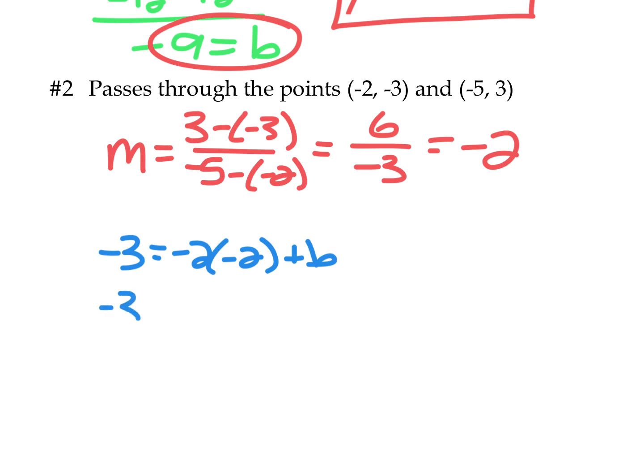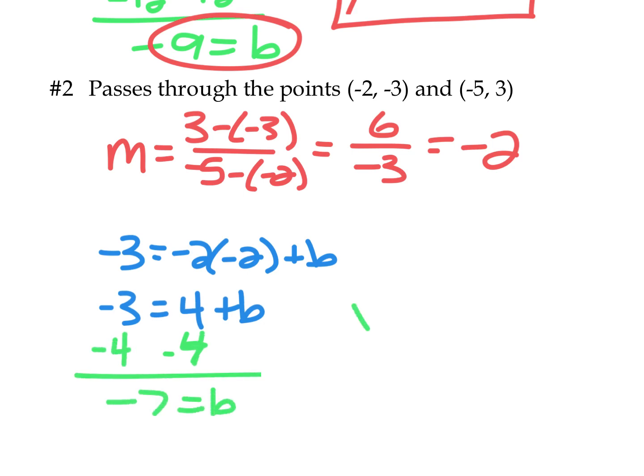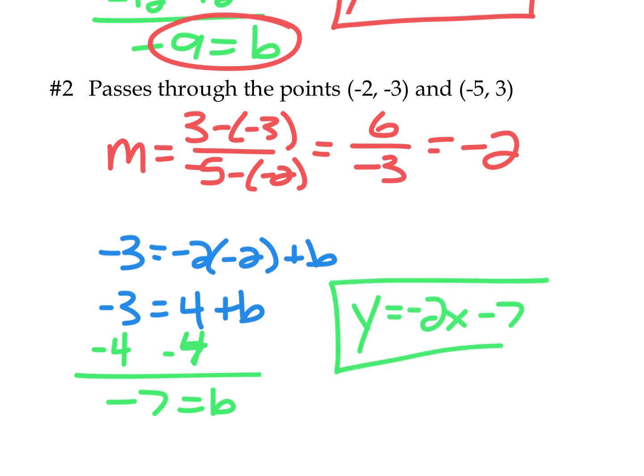So I can simplify this. Negative 3 equals 4 plus b. Subtract 4 on both sides. Negative 7 equals b. So my equation now is y equals negative 2x minus 7. That would be my equation for that line that goes through those 2 points.